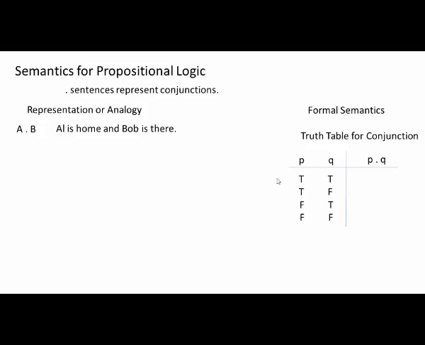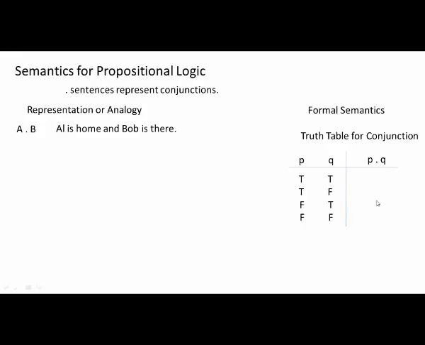Now we have to define what we want our output to be in each case, the value of P dot Q. This is a stipulation, but we're not going to just pull this out of nowhere. We have a goal in mind. We want the dot sentence to work the same way that the sentence "Al is home and Bob is there" works. So let's consider the possibilities row by row.